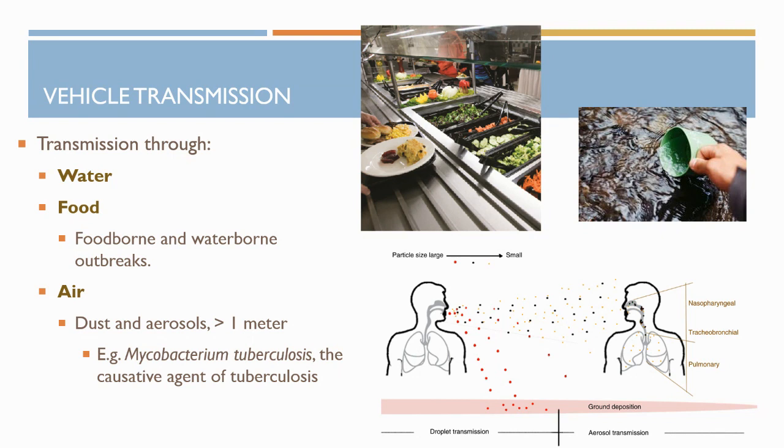Vehicle transmission. This one's easy to confuse. People are often tripped up by vehicle transmission with vector transmission. I always think of vehicle transmission as something that's flowing. So transmission through water. It's flowing and carrying the pathogen to different places to spread it. Air, flowing through air ducts. So dust and aerosols can travel.